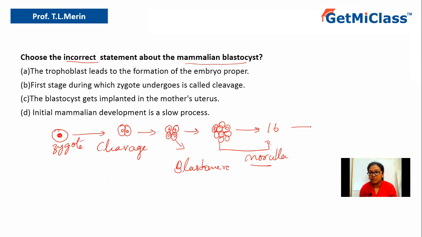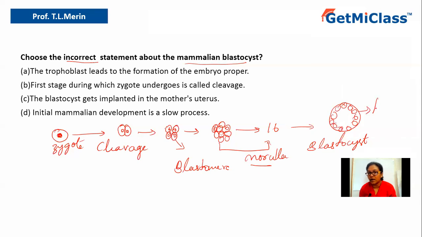And further, this morula stage undergoes structural differentiation. Initially, it will be just a ball of cells, but again the cells will get rearranged themselves into a structure which is called the blastocyst. Now, during this, what happens? There will be an outer layer of the cells, which is called the trophoblast.